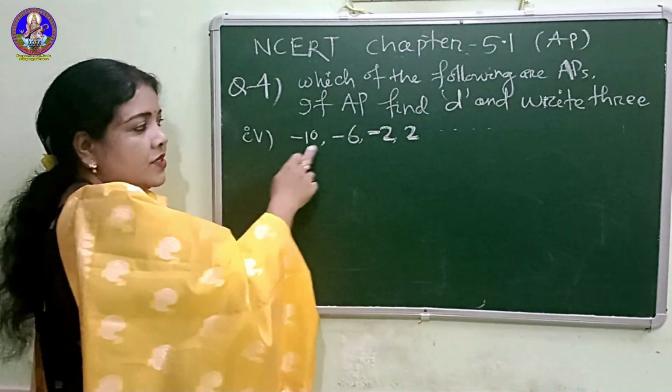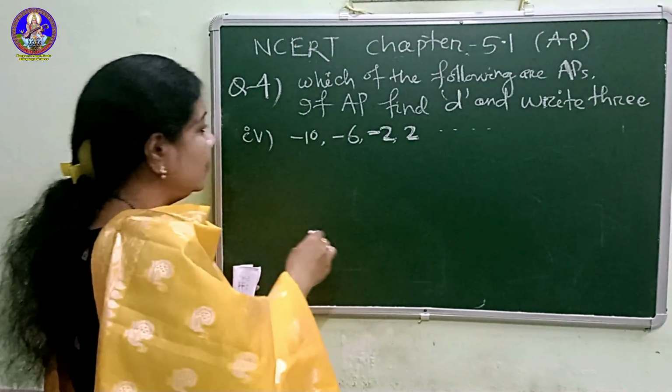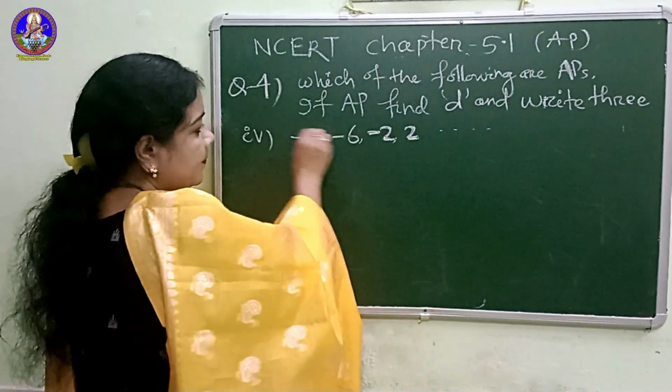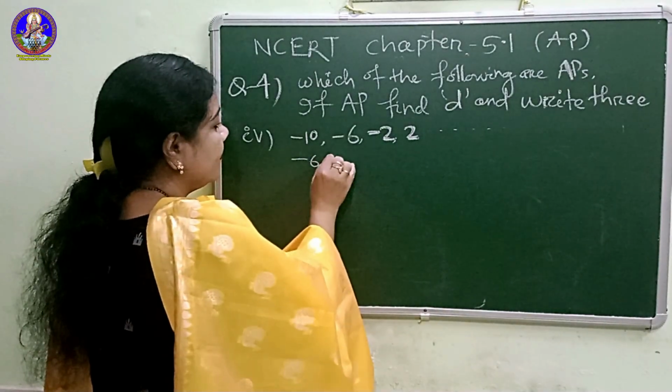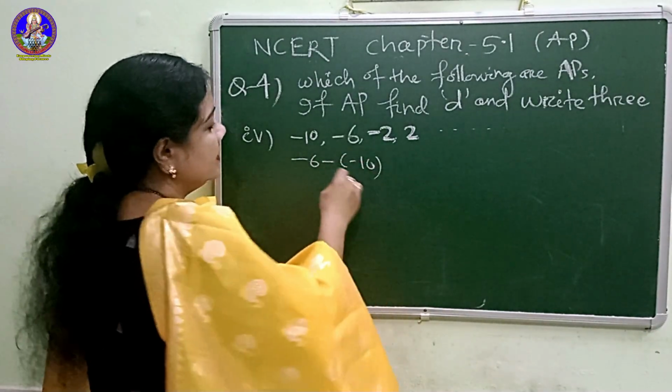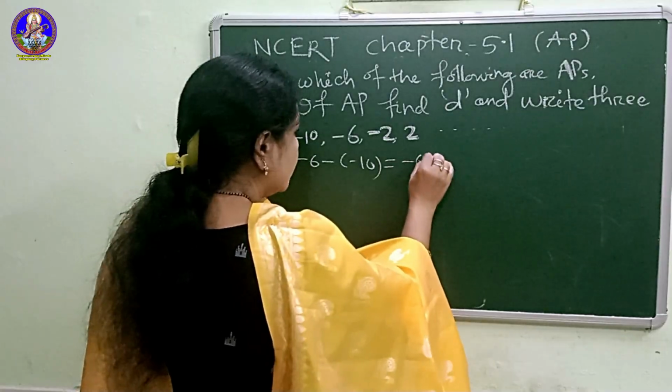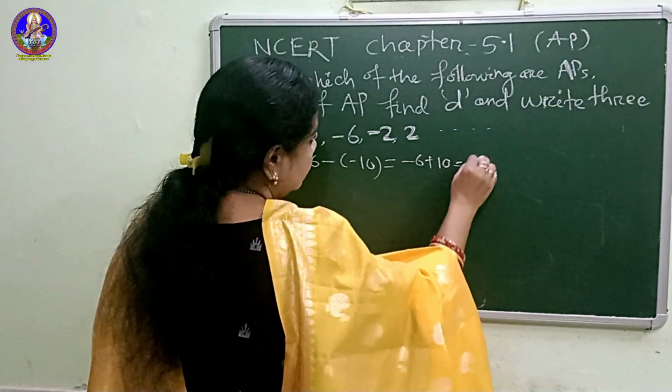Next question is minus 10, minus 6, minus 2 and 2. So here the first term is minus 10. We have to check the common difference as usual. Minus 6 minus of minus 10 is equal to minus 6 plus 10, that is equal to 4.